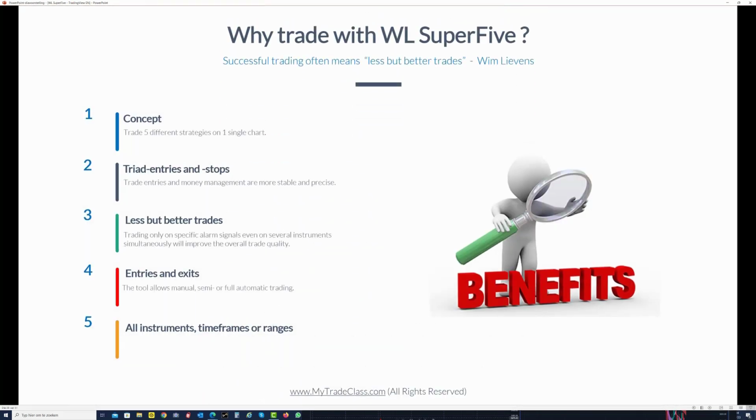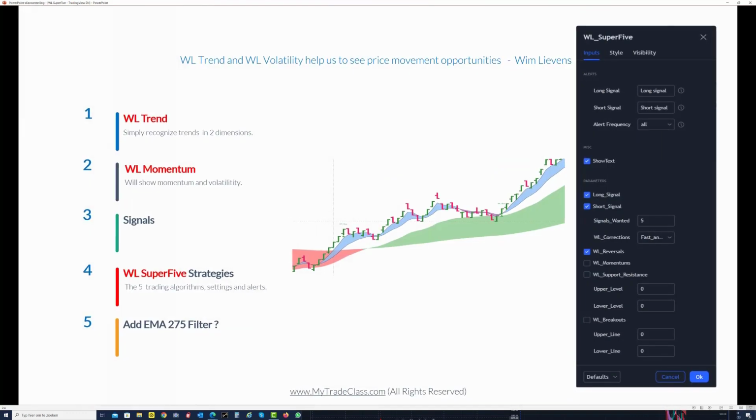Now, we've been over this, 5 strategies in one single chart. We use these triads for entries and stops, or the market structure high, market structure low points. We are convinced that we will trade in terms of quality, we'll trade better but less. We can trade with alerts, and you can use this on all instruments, timeframes, ranges. Good. Now let's see what the anatomy of this thing is.